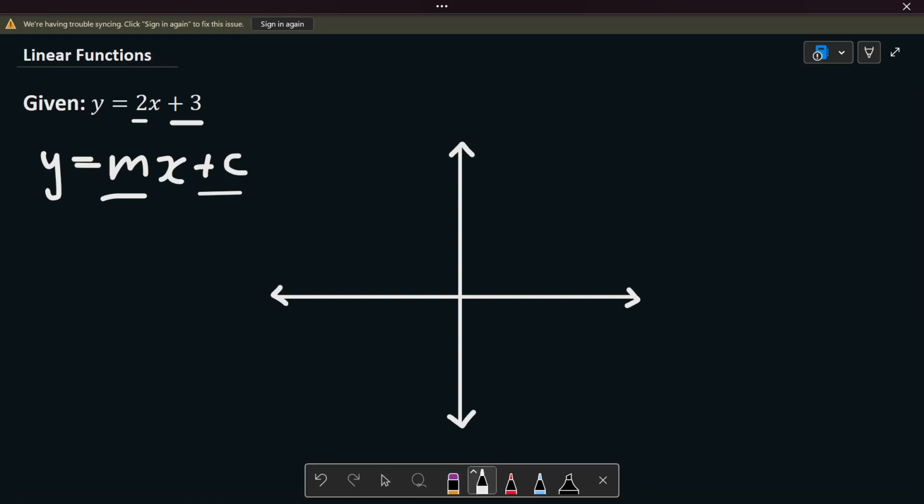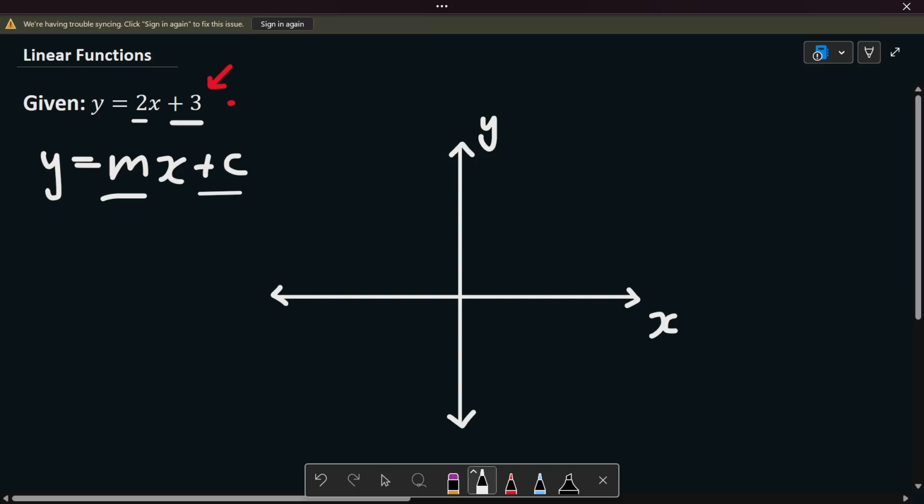So the first thing that we do in this case is plot the y-intercept. I'm going to use red, so the linear function is going to be red. So what is the y-intercept equal to? Positive 3. Now, first of all, we need to indicate our axes as well. We need to label them. So we know that this is going to be the y-axis, and this is going to be the x-axis.